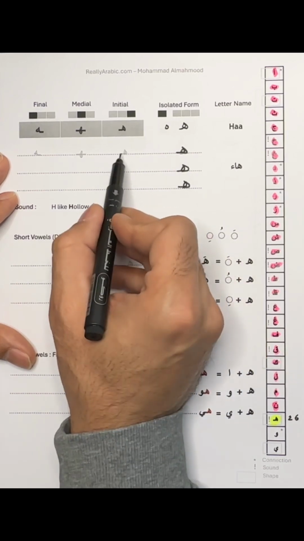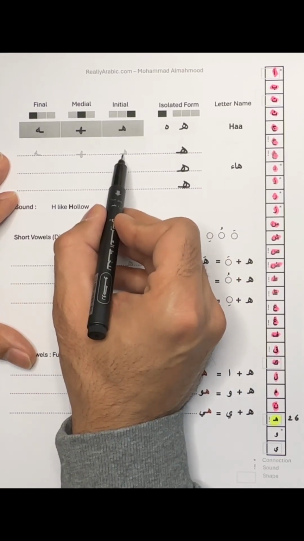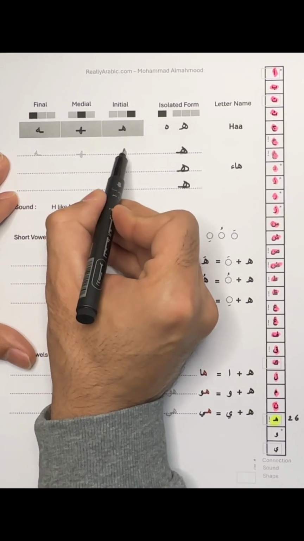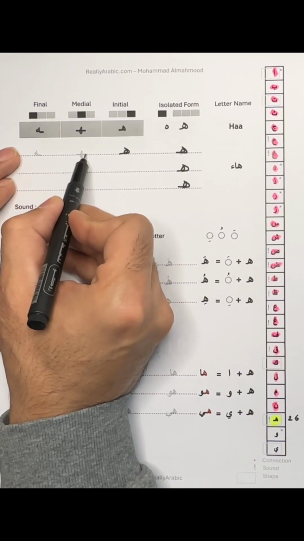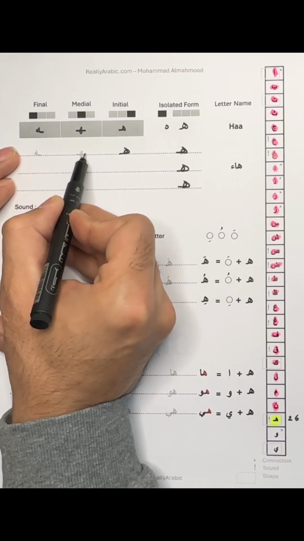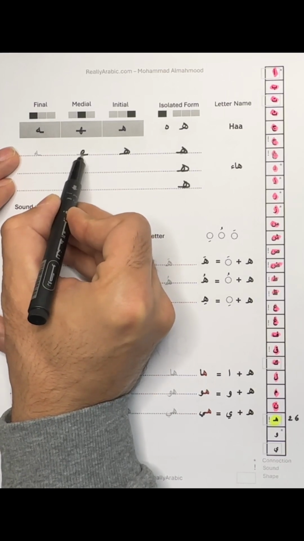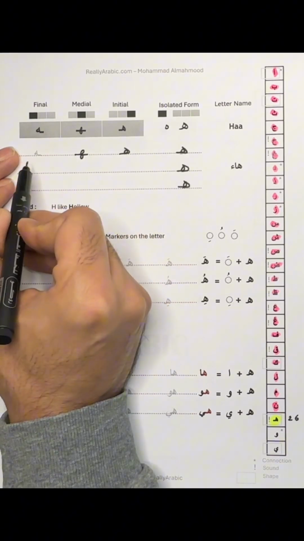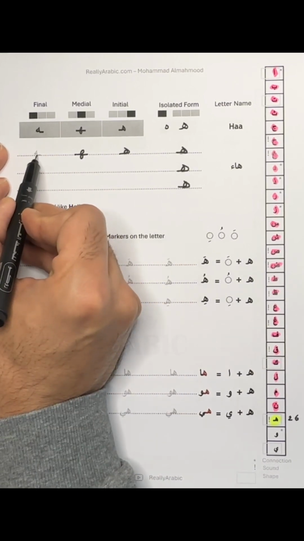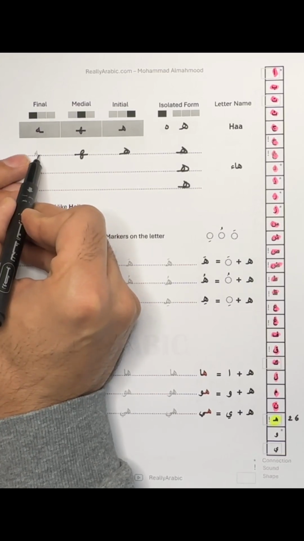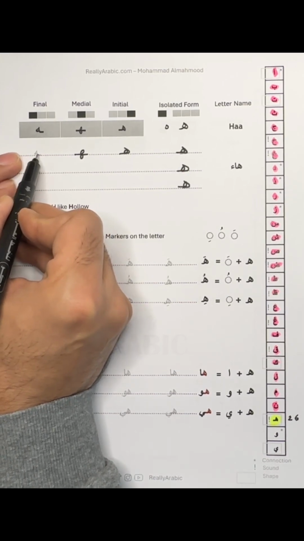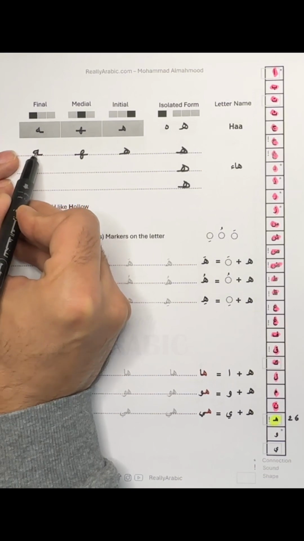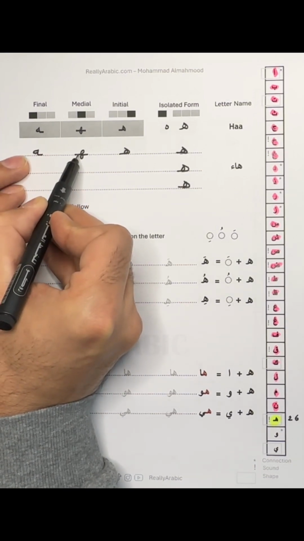This letter has two hands, so it can be connected from both sides. So in the initial form, the original one, and in the medial form, you can imagine the infinity shape. How do we do it? We go like this, then up, one more down, and left. In the final form, this can be of two types, as we said. This is the connected one. If the previous letter can be connected, this letter simply offers its hand. So we go like this, and then half of this infinity shape.